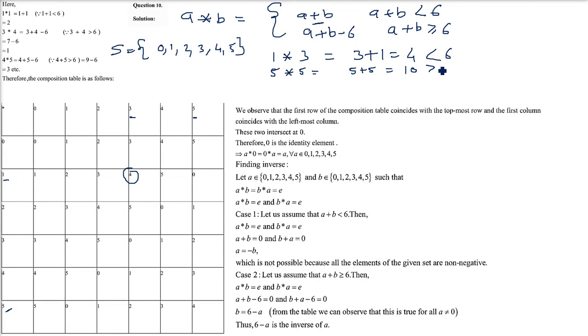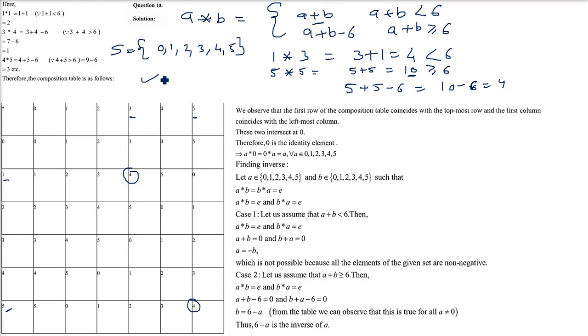When the addition A plus B is greater than or equal to 6, then we have to subtract 6. That is, we write A plus B minus 6. So 5 plus 5 minus 6, that is 10 minus 6, you are going to write 4. So at the 5 and 5 intersection, you are going to write 4. I hope you will be able to make the table. Okay, now let us come back to the actual scenario here.